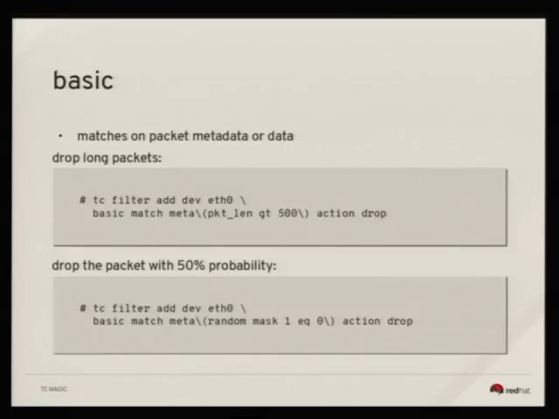Can do a bit more crazy stuff, like use this parameter random, which generates a random number. I mask out all bits except the first one. So I just took the lowest bit of the random number, and if it's equal to 0, then drop the packet. So this drops the packet with 50% probability. Well, not much interesting for drop, but we may do different stuff with such packets. So yeah, why not?